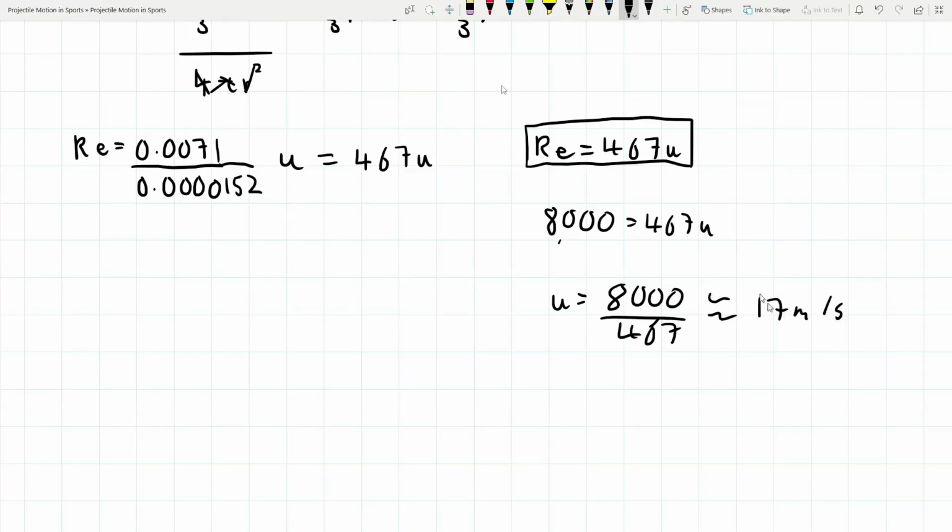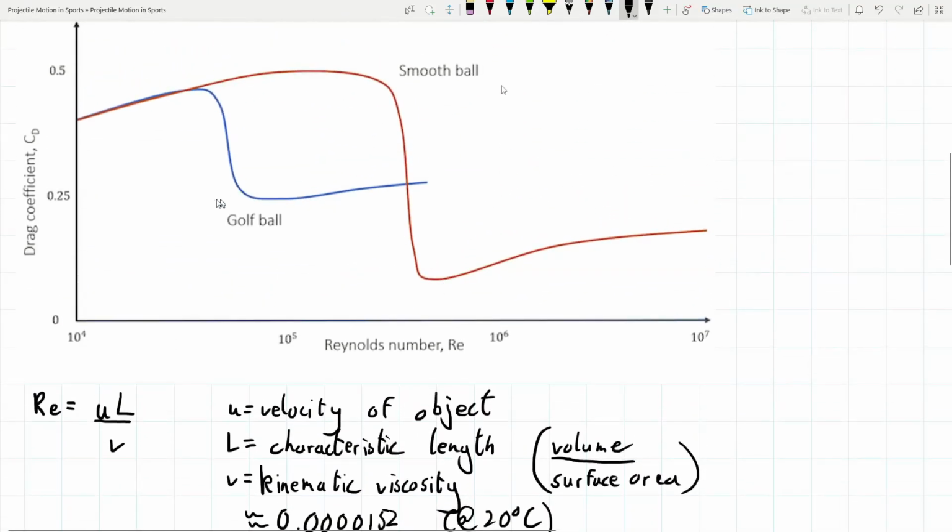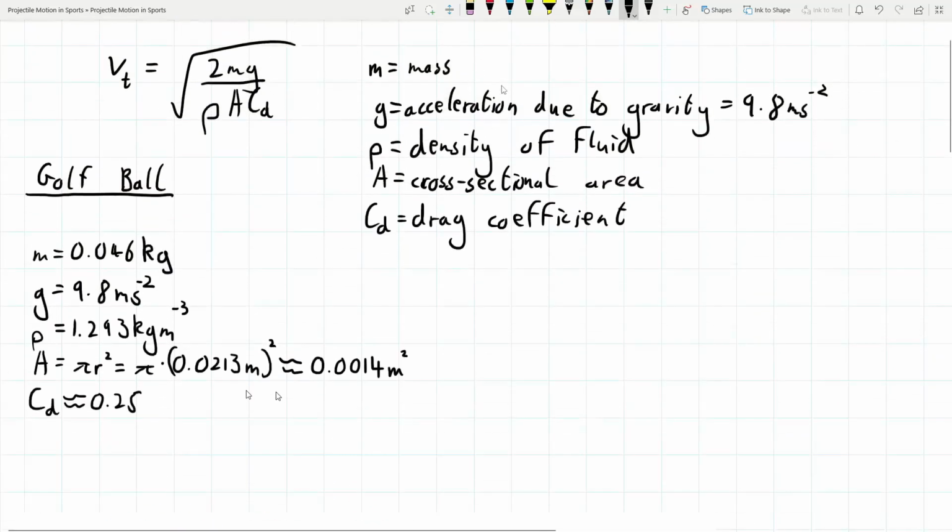And as I said, the average golf ball swing is at least 40 meters per second. So this is way under 40. So I think it's very safe to assume that the drag coefficient is going to be around the 0.25 mark, which is why I've said the drag coefficient is going to be about 0.25.